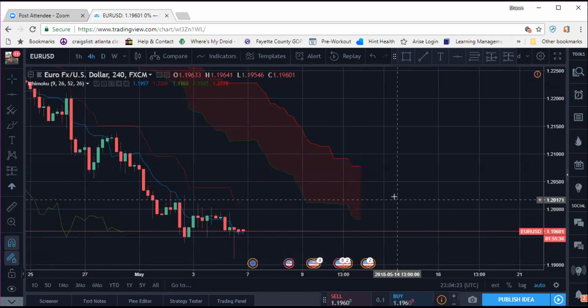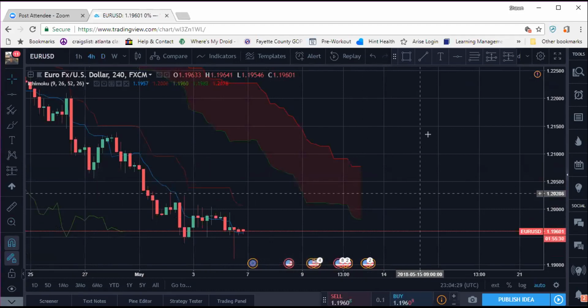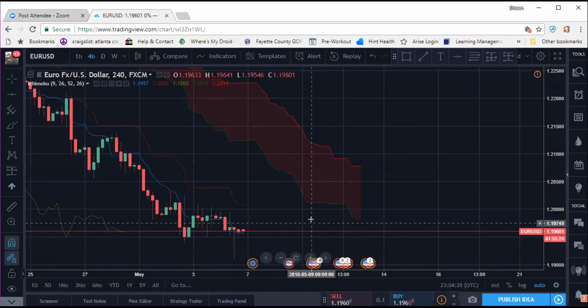When this starts to change and you start to see that Kumo twist, the Kumo twist is when this red changes and flips over, that's how you know it is about to change. And we're so far from that right now. Like, that's what you're saying. Absolutely. You've got a long way to go because those lines are so parallel. They're not even near each other, the Span A and B.